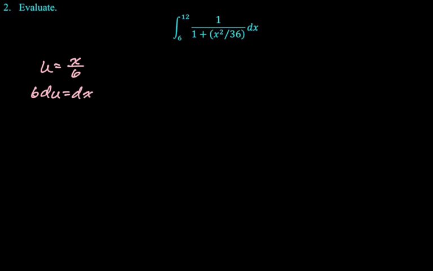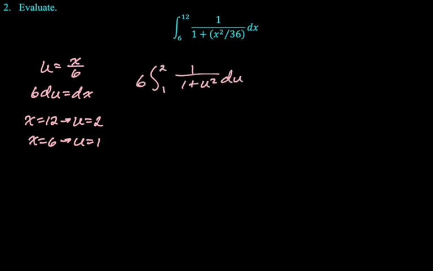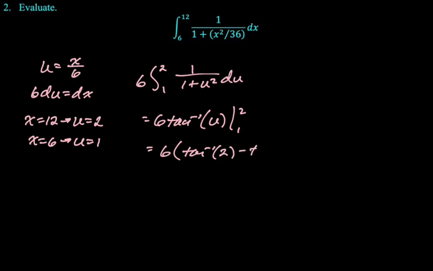All right, so now we need to change the bounds. If x is 12, then u is 12 over 6, which is 2. And if x is 6, then u is 6 over 6, which is 1. So we can completely rewrite our integral as from 1 to 2, 6 over 1 plus u squared du, or 6 integral from 1 to 2 of 1 over 1 plus u squared. All right, this is a perfect arctan, so we'll get 6 arctan of u, and from 1 to 2, apply the fundamental theorem. That gives us 6 quantity arctan of 2 minus arctan of 1.